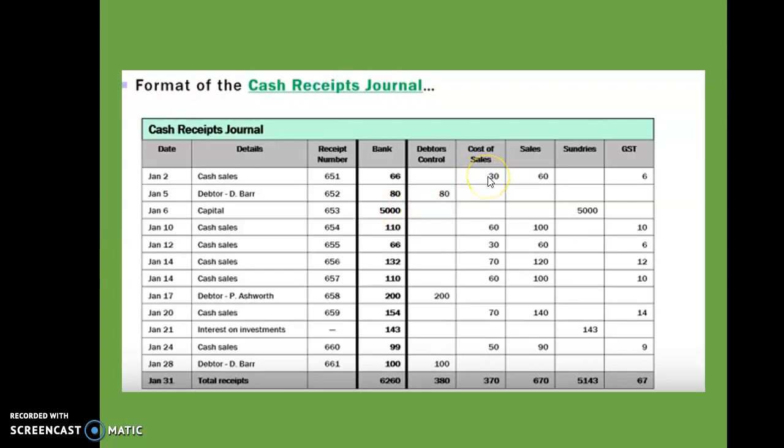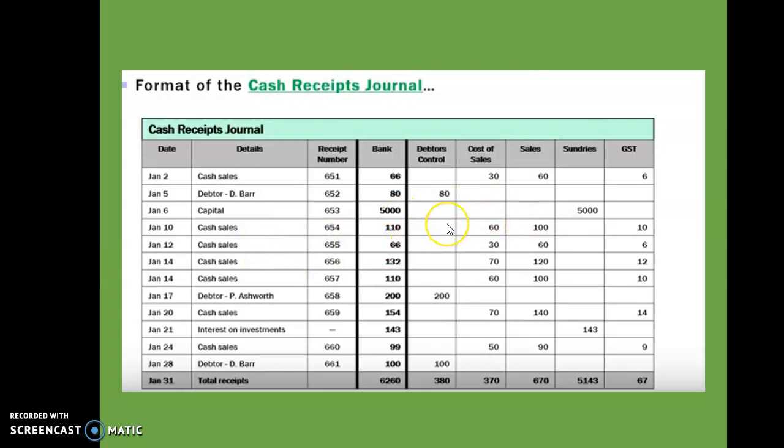Now in this one, cost of sales was $30, sales is $60, and the GST collected is $6. So you can see that the sales is $60 and $66 was deposited. Now debtor $80, and $80 comes here. Capital again $5,000, and it is under the sundries account.